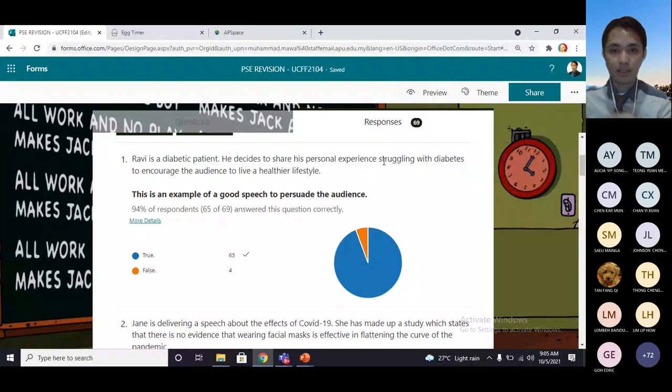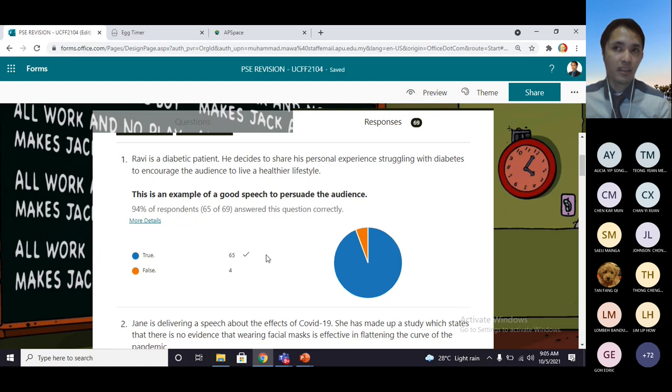So question number one here, let's say you're giving a speech, you're a diabetic patient, and you're struggling with that, and you want to include your own personal experience struggling with diabetes to encourage people to live a healthier lifestyle. Okay, this is a good speech to persuade the audience. I think four of you got it wrong, but most of you got it correct.